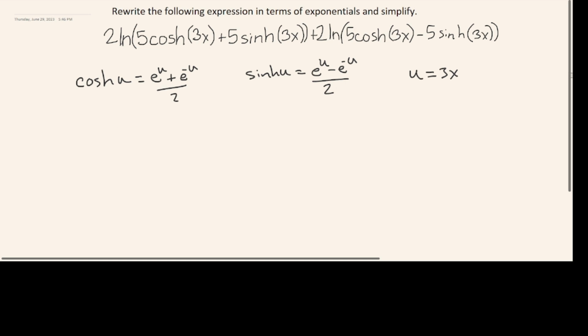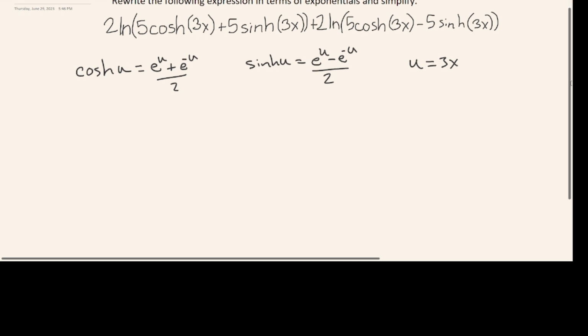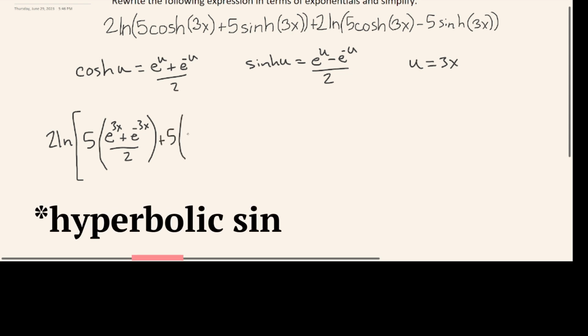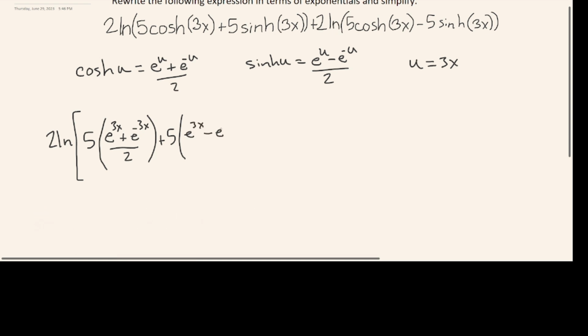So to begin rewriting this, we'll get 2 times the natural log, I'll use a bracket, of 5 times e to the power of 3x plus e to the power of negative 3x divided by 2, plus 5, and this is a hyperbolic sine, so this will be 5 times e to the power of 3x minus e to the power of negative 3x divided by 2.